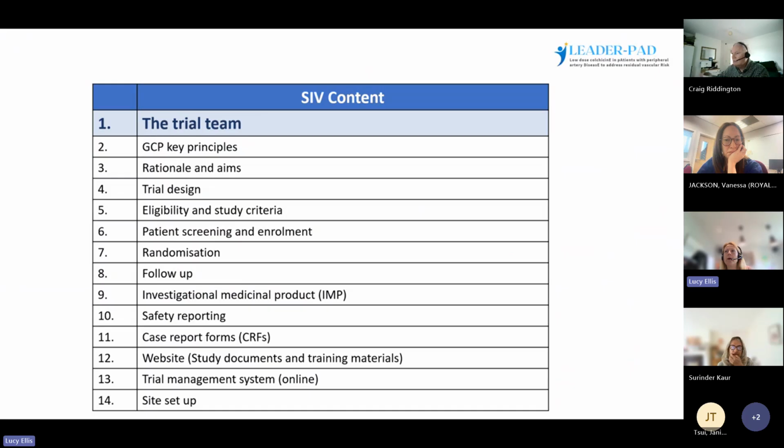And then Surinder will talk a little bit about the study website, which hosts our study documents and training materials, and our trial management system where you're required to complete an online delegation log. And then finally, we'll just look at some of the remaining steps involved in setting up your site.